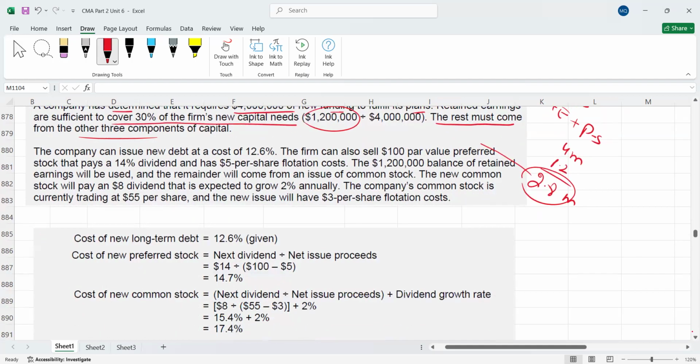The company can issue new debt at a cost of 12.6%. So this is the percentage of debt. And please note it here. If you look here, we are not provided with the amount of loan. Simply he told you the cost of debt percentage. I told you when only percentage is given, how do you calculate the cost of new debt? You will take interest percentage into 1 minus tax. Okay, interest percentage is 12.6% into 1 minus tax.